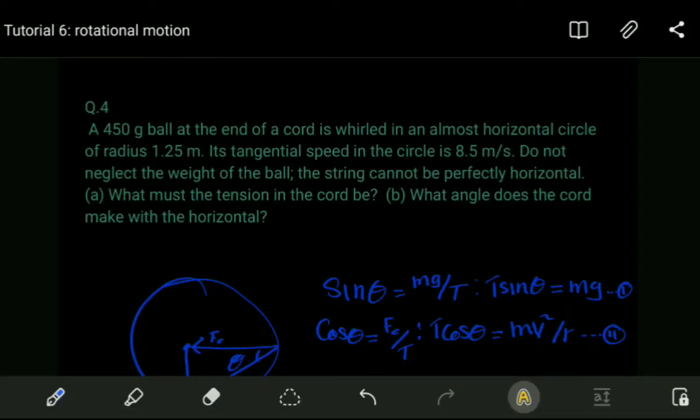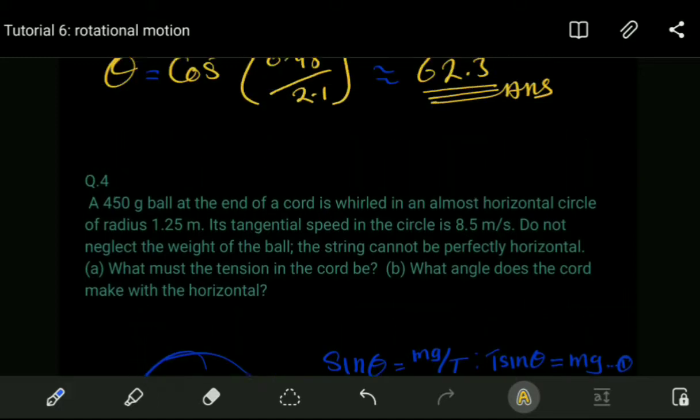Right, so question 4 here. On this question, if you look at the previous question, we're dealing with a horizontal circular path, but here we are dealing with a vertical circular path which is almost horizontal. By almost we mean it's making a very small angle with the x.